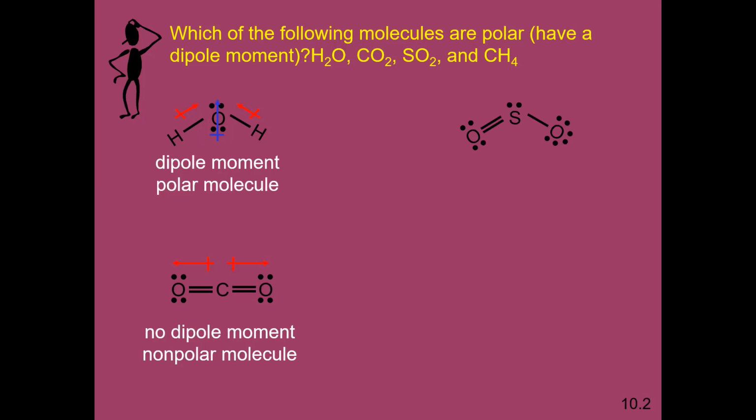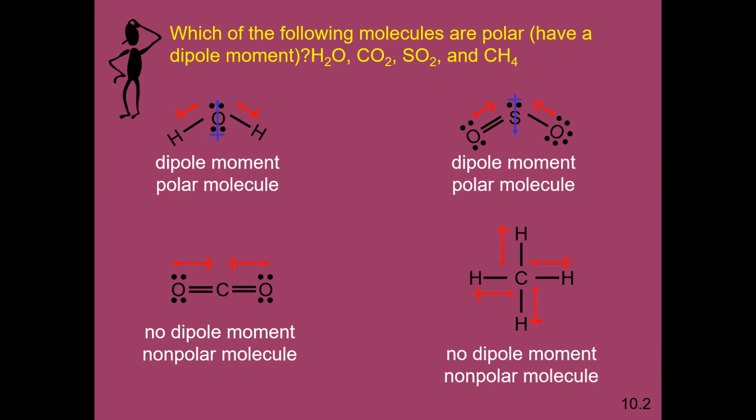Over here, SO2, definitely you have a lone pair, as you can see, and the molecule is not symmetrical. Therefore, you would have a net dipole, except this time it would be going down. And the molecule would be polar. The next one, this is methane. This one would not have a dipole because they would all cancel. And the molecule is very symmetrical too. So you would not have a dipole. Therefore, no, it is not polar.